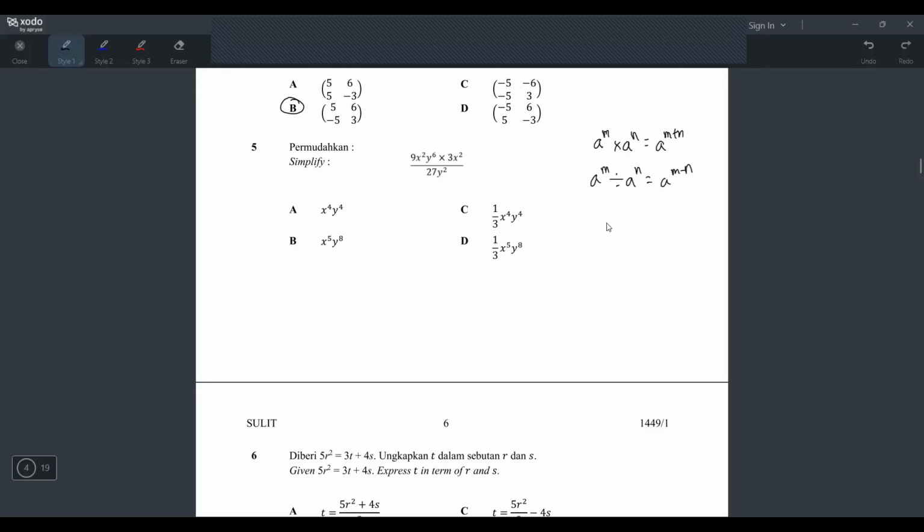The next one is if I give you A power of M and then power N, so (A^M)^N. This one means you multiply the powers, M and N. You have to times. Okay, what's the next one?